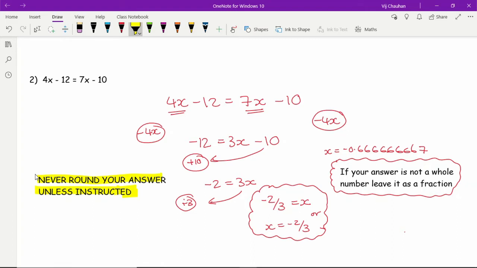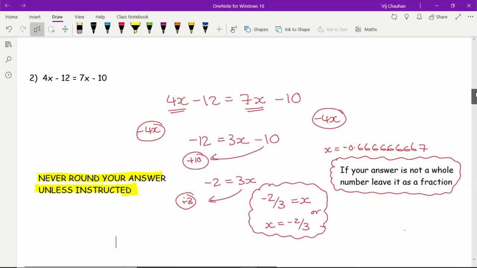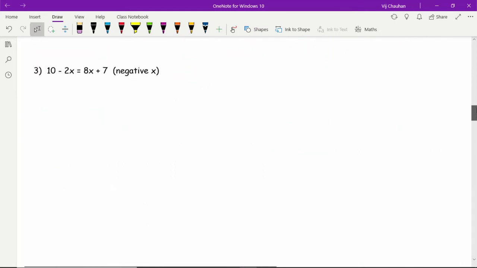You will find that higher level questions won't necessarily have whole number answers. It tends to be low level questions that do end up being whole numbers, but again, that doesn't mean it's not going to appear on a harder paper. So the next type of example we've got is negative x's, and that's one thing that you should be able to spot in this question.